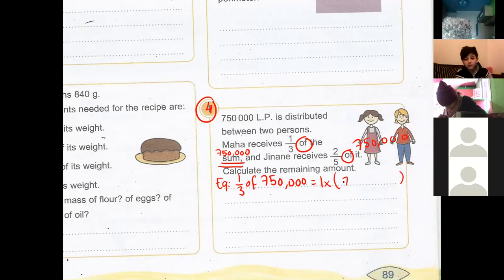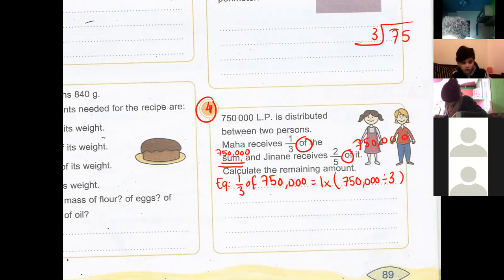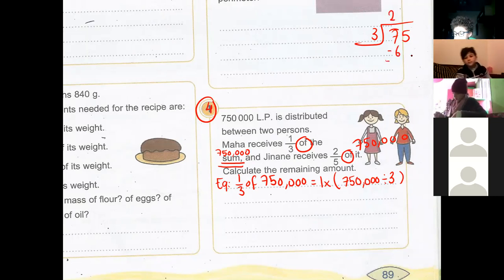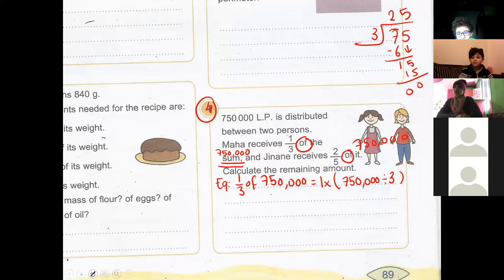One times, in brackets, 750,000 divided by 3. Let's divide 75 by 3, then replace the zeros. Which number is very close to 7 in table 3? 6. Copy 5. Which number gives us 15? 3 times 5. With how many zeros? Four zeros. So 250,000.